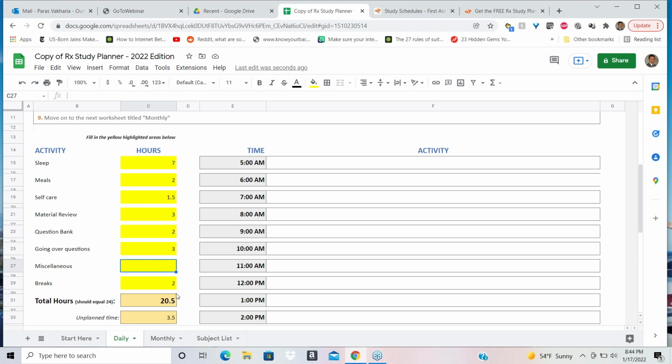Well, I definitely don't think I need to do more than 1 hour of flashcards a day. And if I'm being honest, I probably should be doing a little bit more than one question bank. So let's go ahead and up the question bank to 3 and 4.5 hours respectively, and see where we're at.